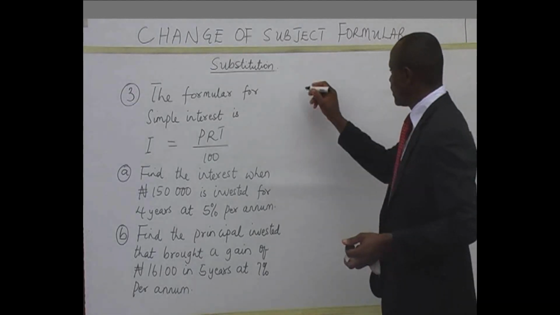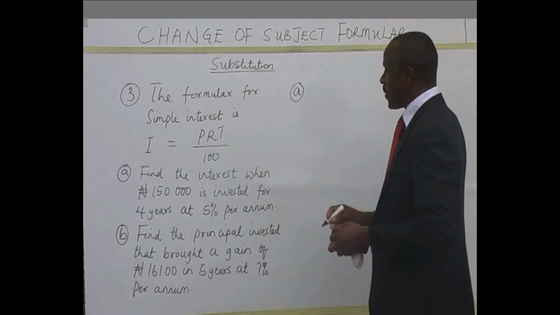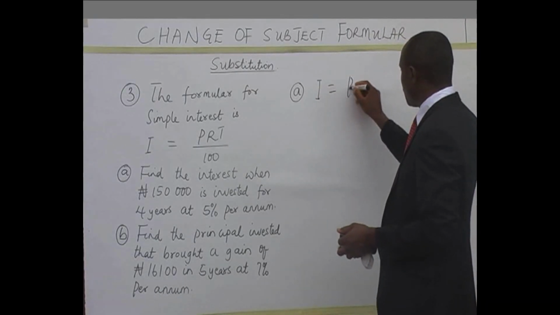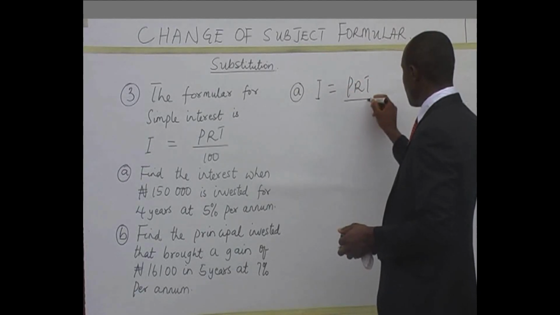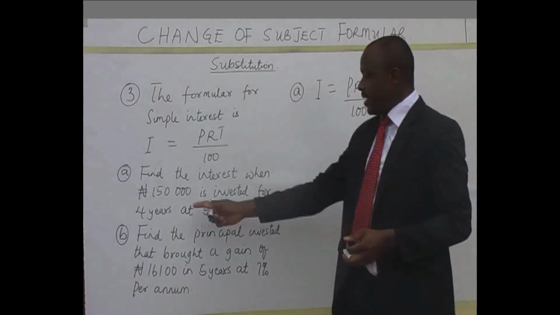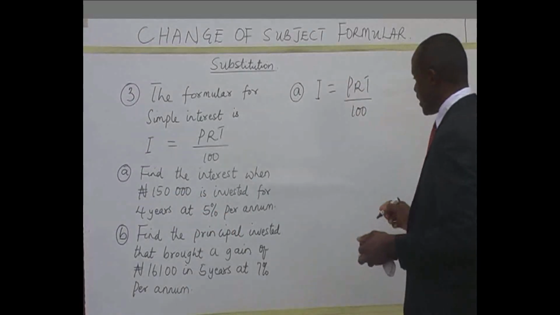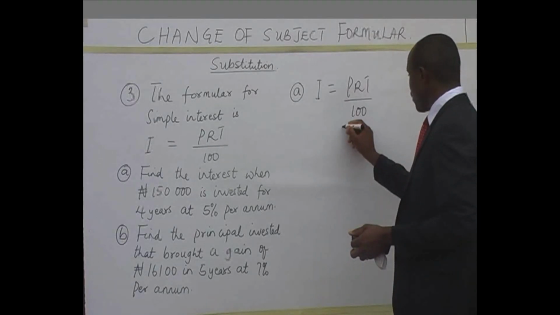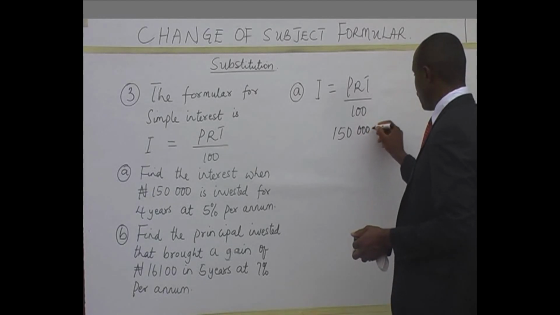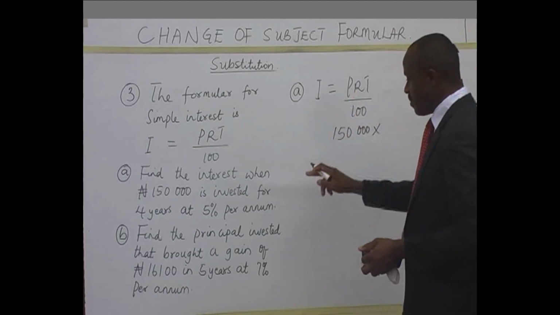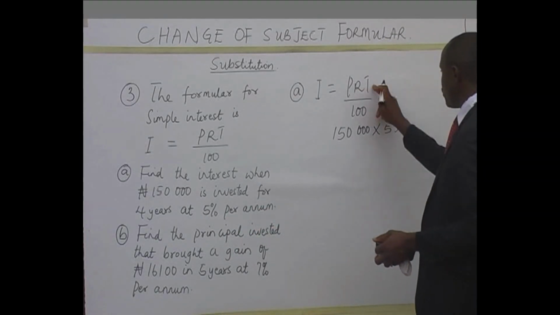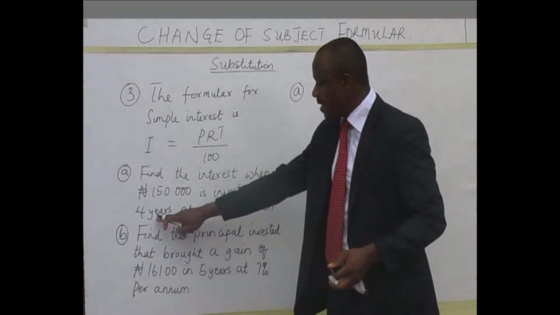Bring out the equation. We have to answer number A now. I is equal to PRT all over 100. The principal here is 150,000. That is the money invested for that 4 years. So write 150,000. We're going to multiply it by the rate. The rate means the percentage, 5. And multiply it by the time the money was invested, that is 4 years.